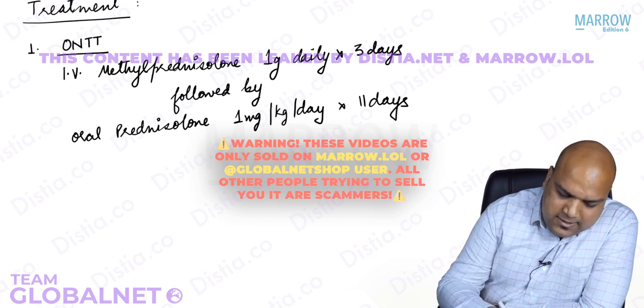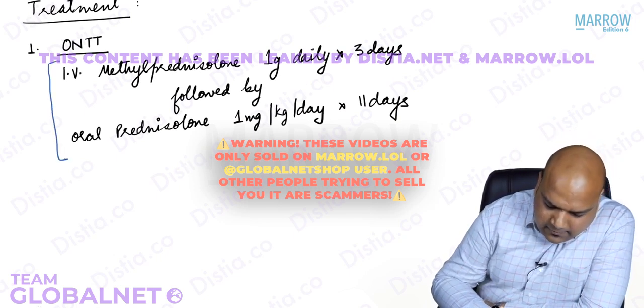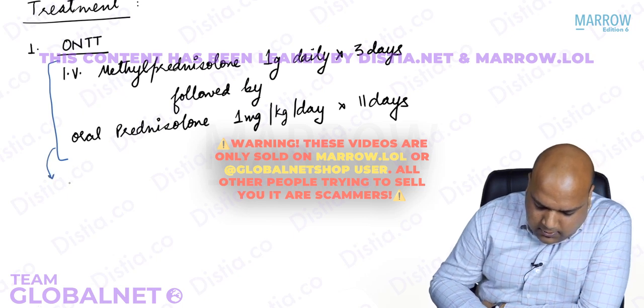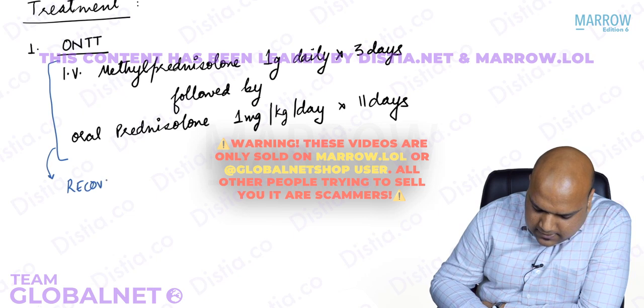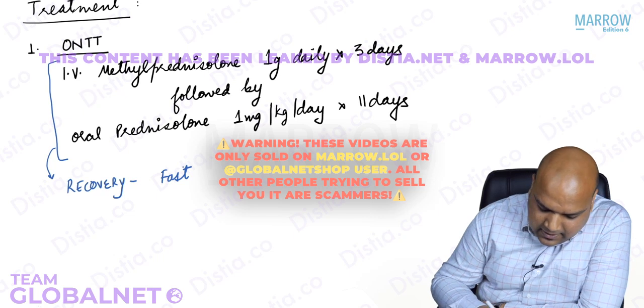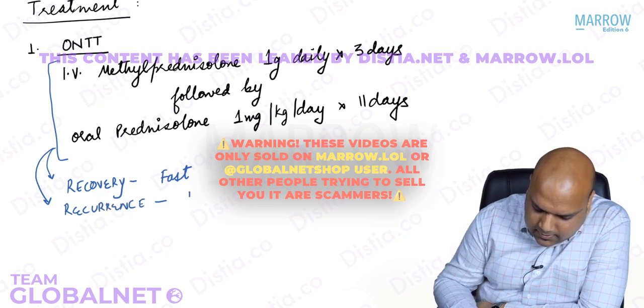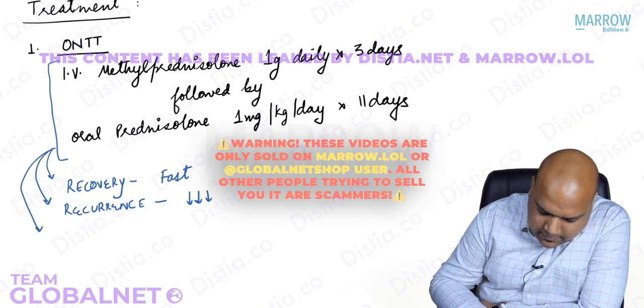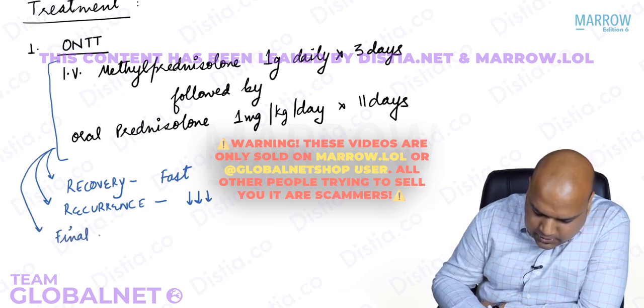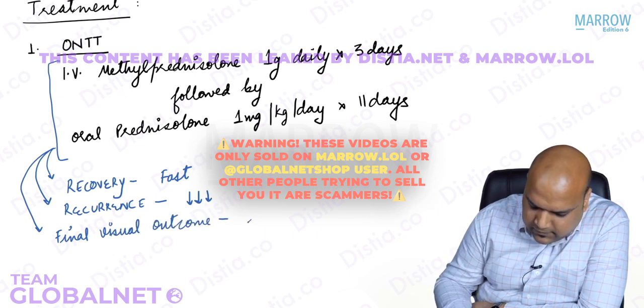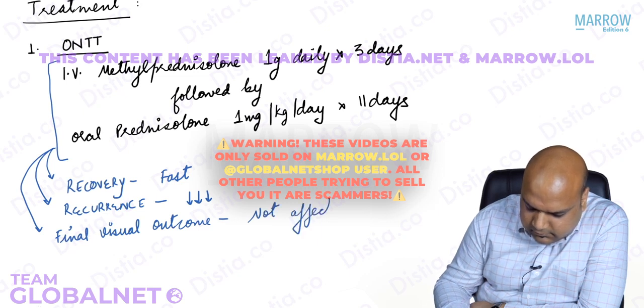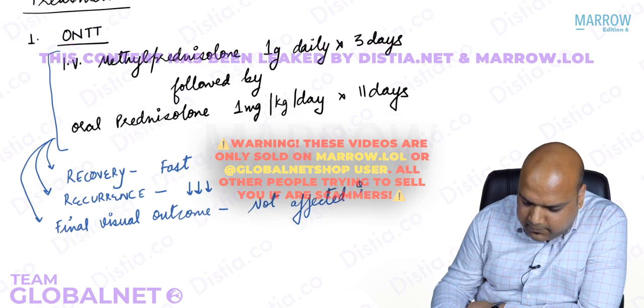Okay. What does this treatment do? This treatment is supposed to fasten the recovery. So we say the recovery time is fast. Okay, everybody. It is supposed to reduce the recurrence. So we say the recurrent episodes are reduced. But everybody, the final visual outcome is not affected. What do I mean to say by point number 3?